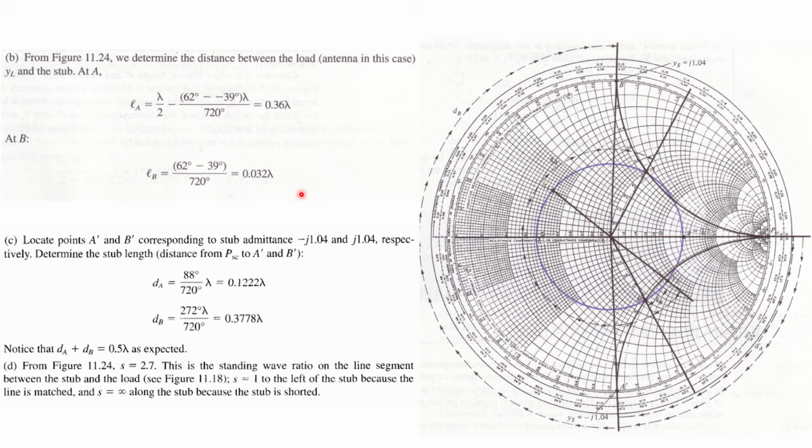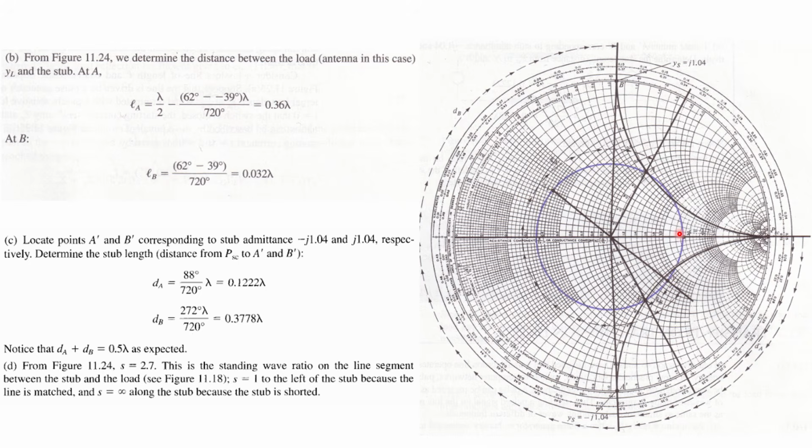Similarly, we can also locate the points A dash and B dash. This is your A dash and B dash, and corresponding to that, this is 88 degrees and this is also 88 degrees. So corresponding to 88 and 272, you can find exactly the distance where you are going to include the stub. And then finally the S value, the intersection point of the S radius on x equal to 0, is 2.7. So this is exactly the way to find all the values.